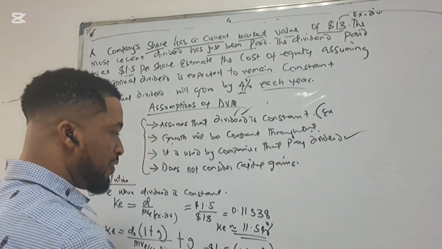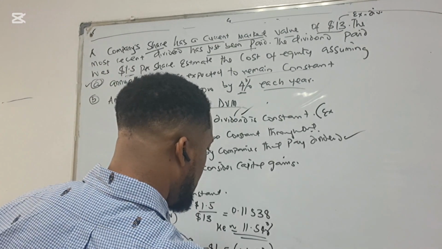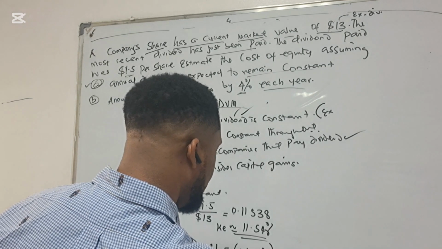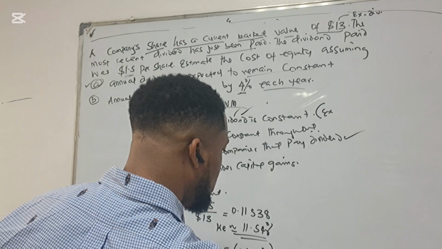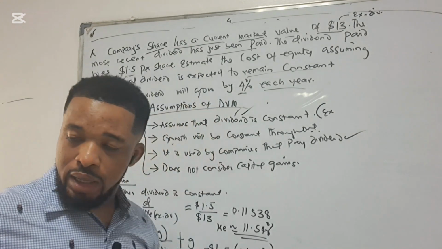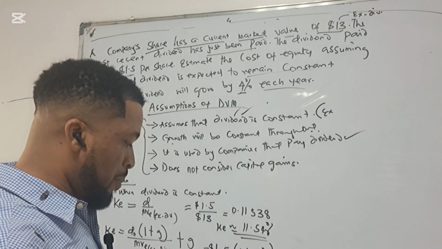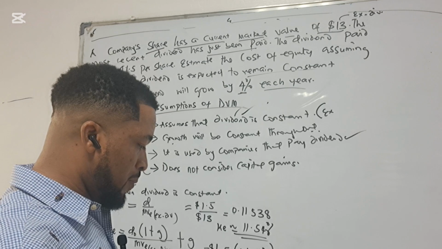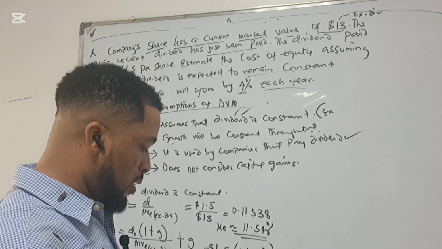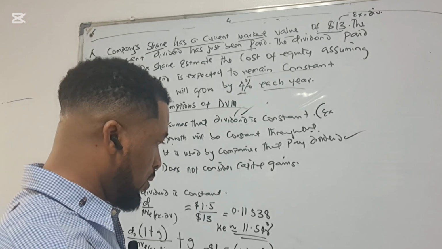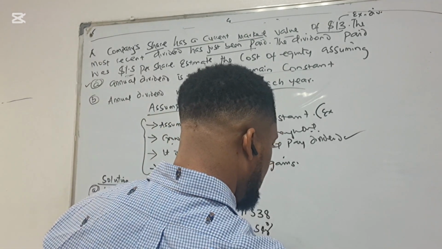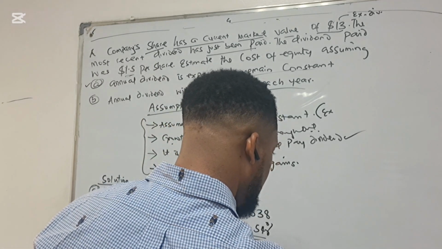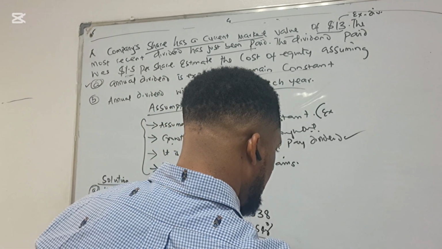If I do this effectively, I should have 1.5 multiplied by 1.04, divided by 13, plus 0.04. On my calculator, that is 1.5 times 1.04 divided by 13, then plus 0.04. That should be 0.16, and my KE becomes 16%.